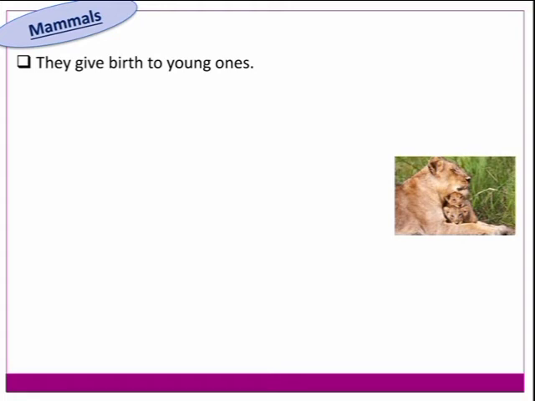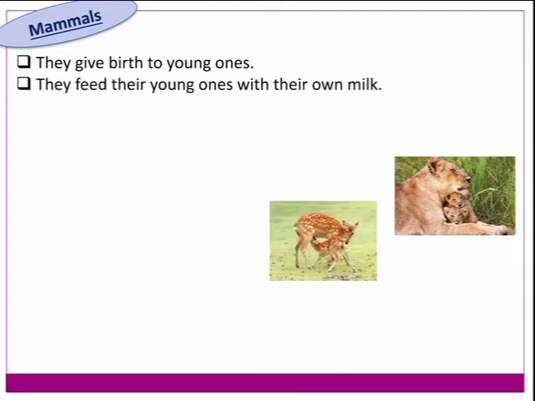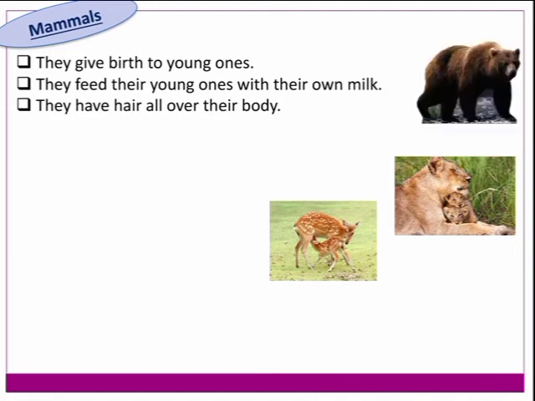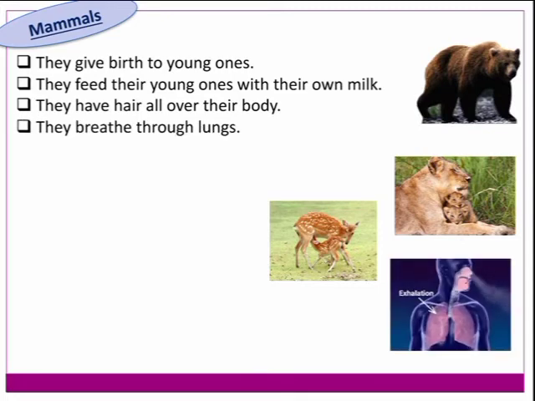Now let's discuss the characteristics of mammals. The first feature is all mammals give birth to young ones instead of laying eggs. And mammals feed their young ones with their own milk. Next important feature is all mammals must at least have some fur or hair all over their body, although some may have less than others. And yes, they breathe air through the lungs. Even mammals that live in water must come to the surface to breathe. Some examples are cow, goat, zebra, lion, etc.